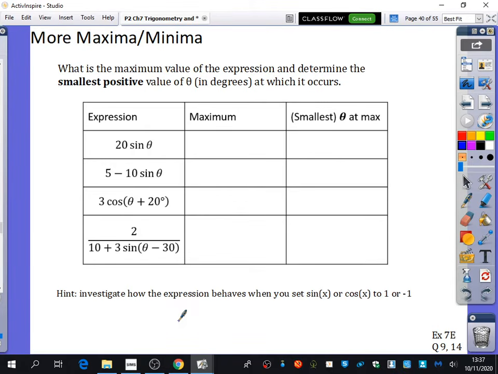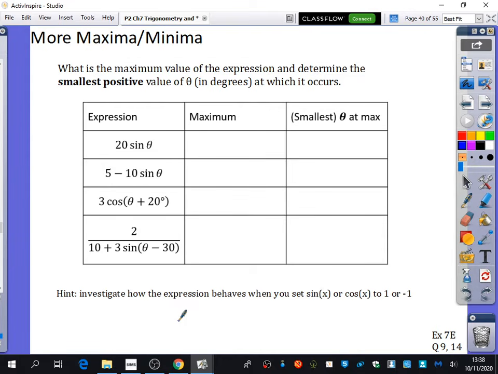We could have investigated the minimum. I just want to investigate the maximum. What is the maximum value of this expression? And determine the smallest positive value of theta in degrees at which it occurs. Now, we're not having to do the harmonic identity to any of these things here. I have already done that bit for you, okay?